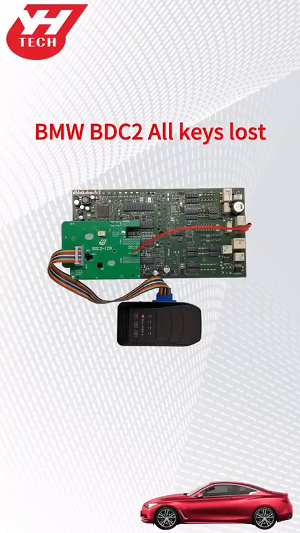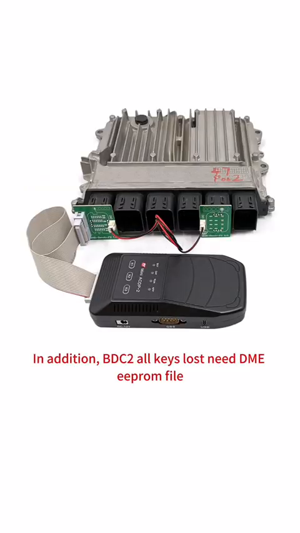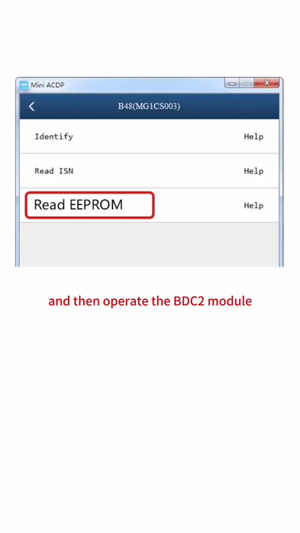This video shows you how to use ACDP to make BMW BDC2 all keys lost. Note, the BMW BDC2 hybrid car does not support all keys lost. ACDP cannot clear the EMEISN. In addition, BDC2 all keys lost needs the DME EEPROM file.